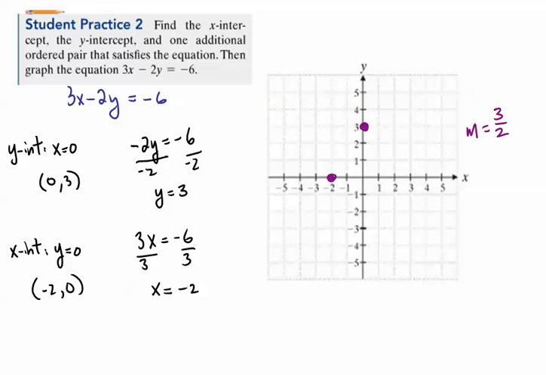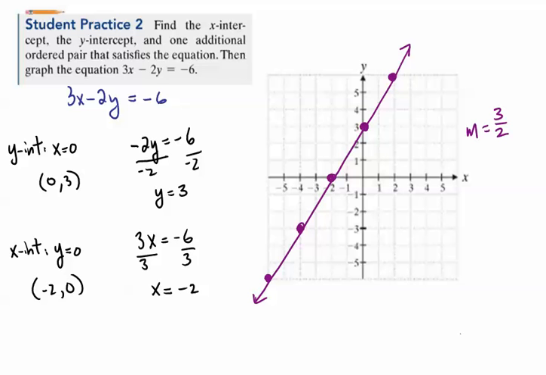And if we wanted, we could find additional points by going up 3, right 2. Notice that all those points fall on the same line. Or we can go down 3, left 2, and again down 3, left 2, and once again you notice that all those points fall on the same line, and so this is how we graph an equation using the x and y intercepts. All I had to do is draw a straight line through those points, and I have graphed the equation 3x minus 2y is equal to -6.